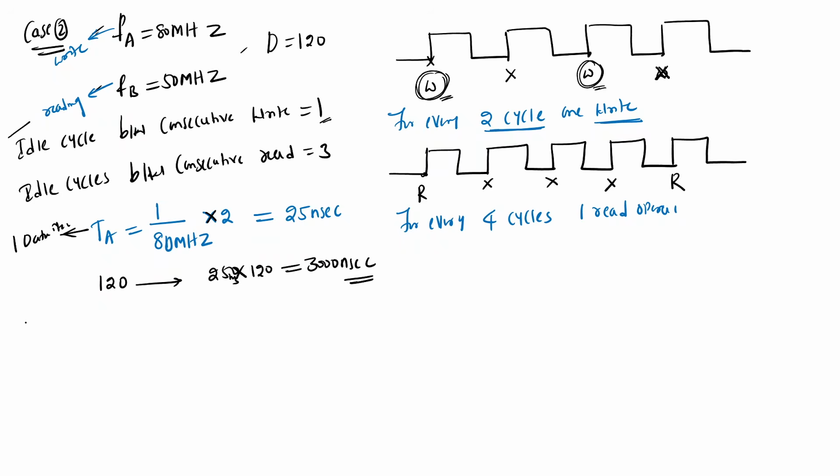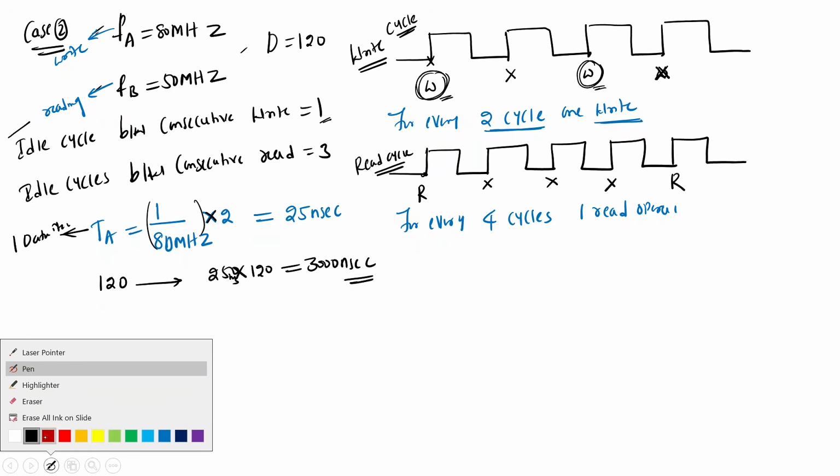Sir, what is the upper waveform for? This is the write cycle, the write operation, and this is the read cycle. Simple. Every two cycles, the write operation is happening, so that's why you need to multiply. This is TA equal to 1 by 80 megahertz into 2.